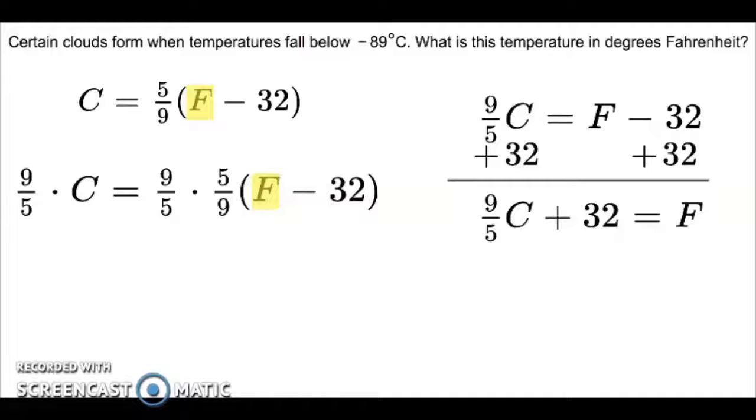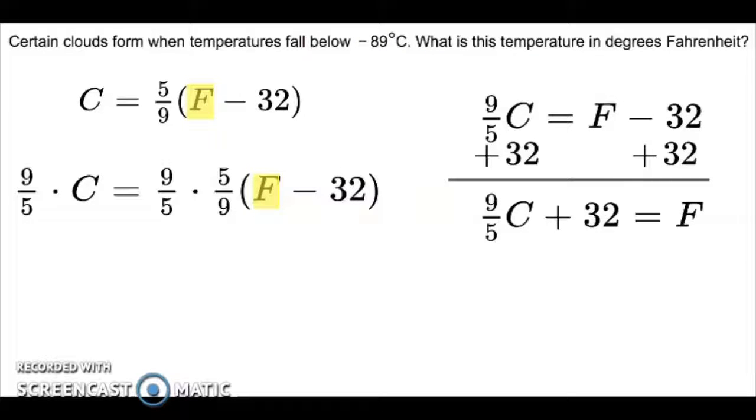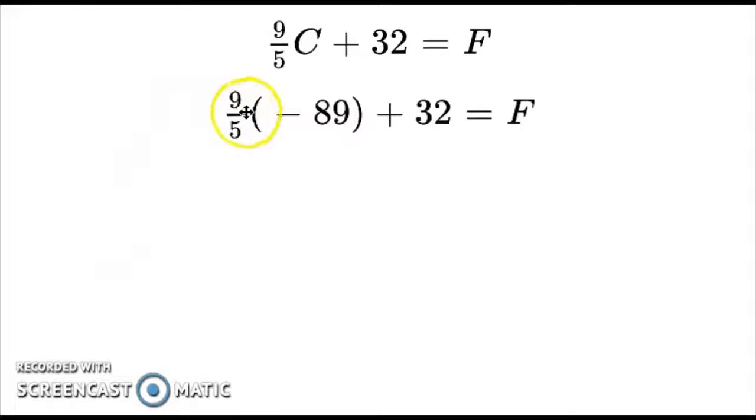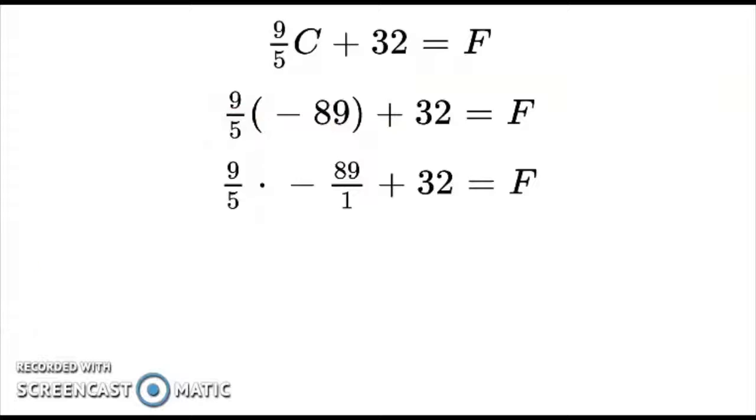So now we need to convert the negative 89 degrees Celsius to Fahrenheit. So we're going to substitute in negative 89 degrees in for c. So take the c out and replace it with negative 89. Now we have to multiply that by 9 over 5. So let's rewrite negative 89 as negative 89 over 1 so we can multiply the fractions. Remember, integers can be written as a fraction over top of 1.